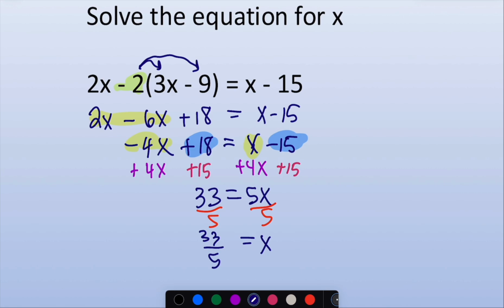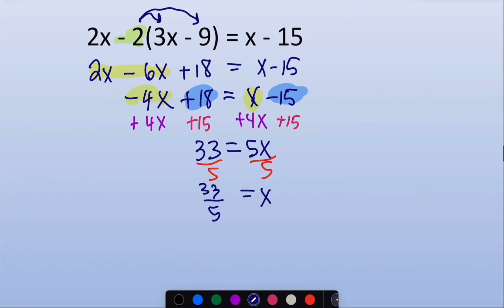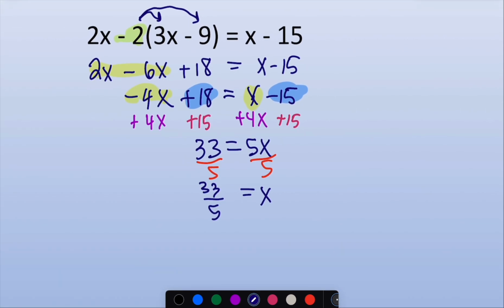If they want a mixed number for our answer, that's okay too. 5 goes into 33 6 times with 3 remaining. So remember that 3 over 5 is what is remaining, 3 out of 5. Okay, so that is a multi-step equation, lots of different things we have to do.